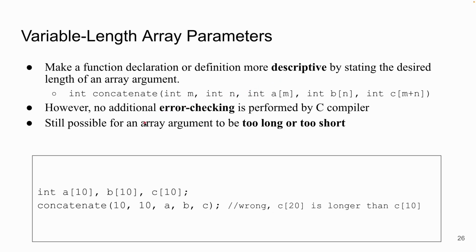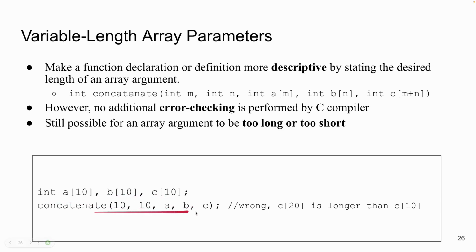However, even if we write down something like this, there's no additional error checking, so it's still possible that an array argument is too long or too short. So this is an example here.